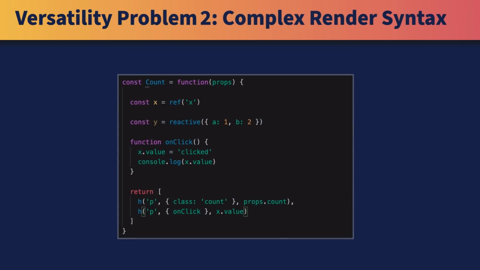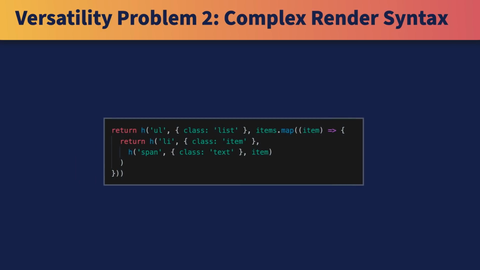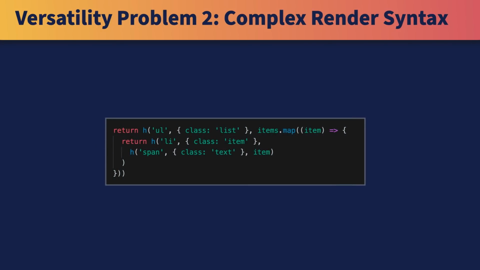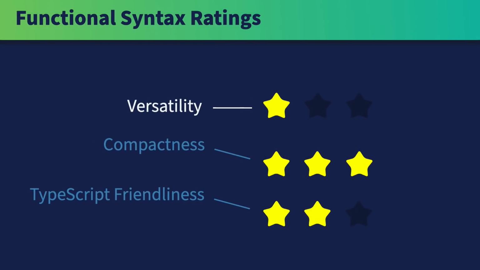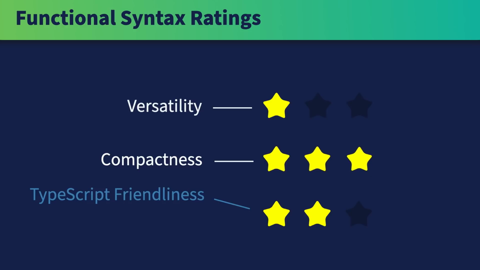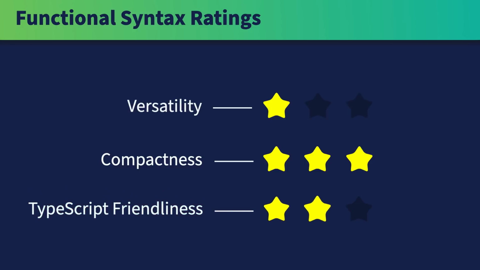The second problem is the complexity of this render syntax. It might look acceptable in our code here, but if you want to do something more elaborate, such as rendering with a loop, it can get tedious to write. It also kind of defeats the purpose of using Vue.js. So 1 star for versatility, and you should only use this functional syntax for components that are stateless and simple. Next, 3 stars for compactness, because there's nothing more compact than having everything all inside one function. Lastly, TypeScript friendliness is still 2 stars.